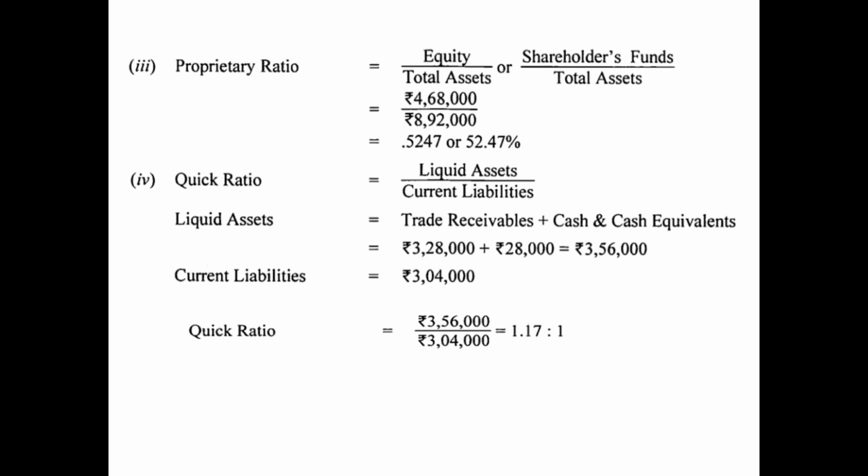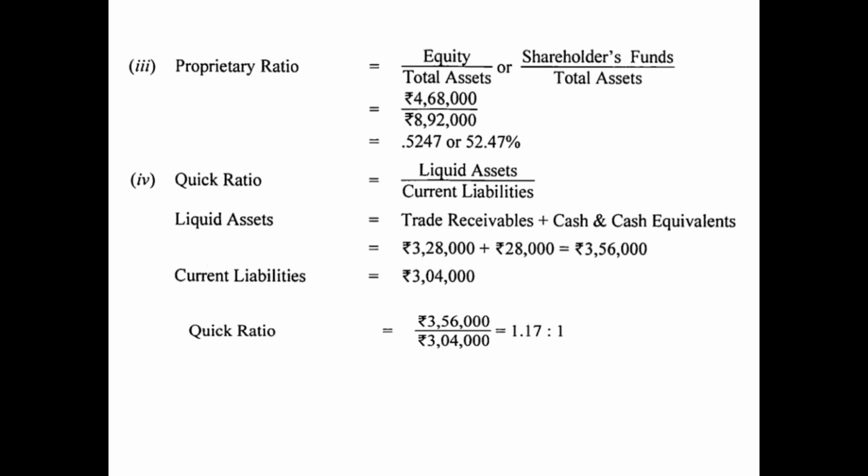52.47%. Then lastly you have to calculate the quick ratio. The formula for quick ratio here is liquid assets upon current liability. And liquid asset means current asset minus inventory, prepaid expenses and advance tax. So here, since you don't have the combined value of current asset, you can simply add all the current asset except your inventory, prepaid expenses and advance tax. So in this case only two current assets are there except for the inventory etc., that is trade receivables plus cash and cash equivalents. So your liquid asset will be 3,28,000 plus 28,000, that means 3,56,000.